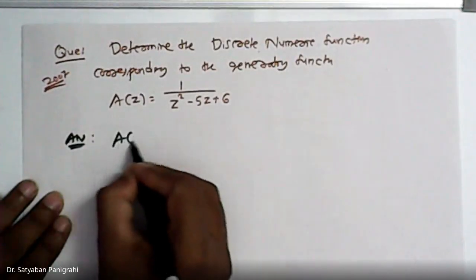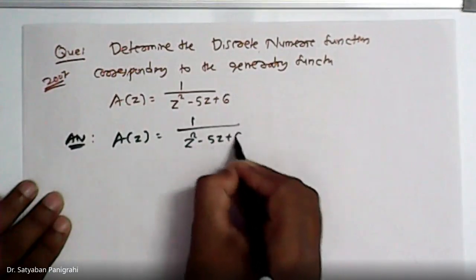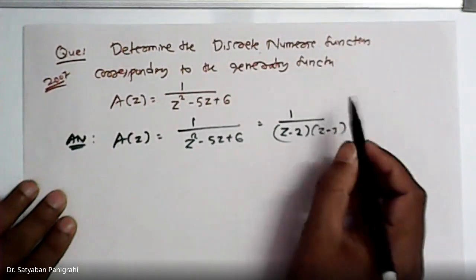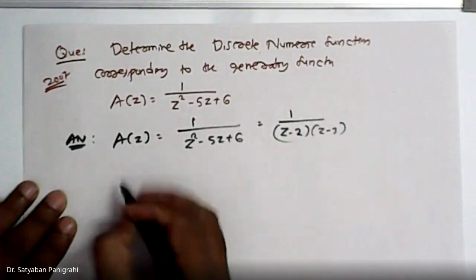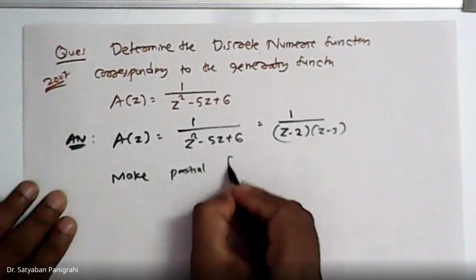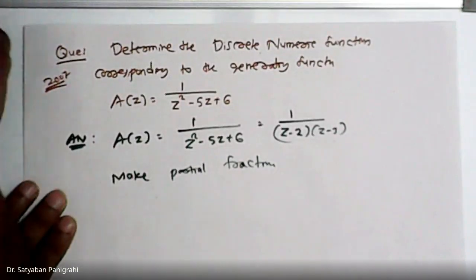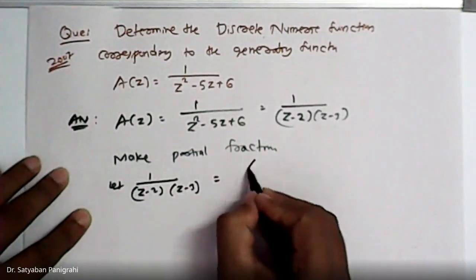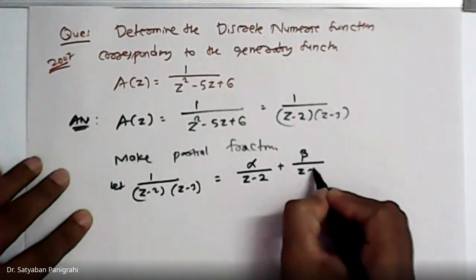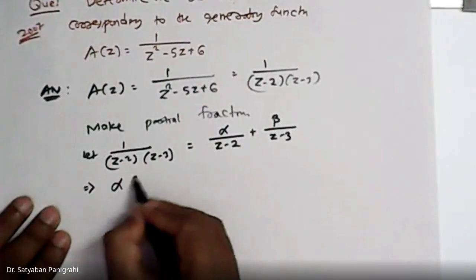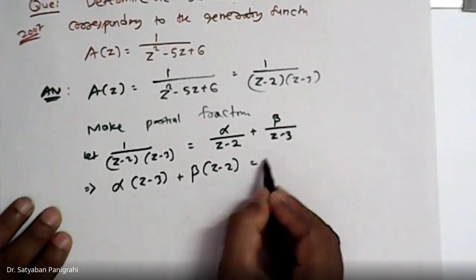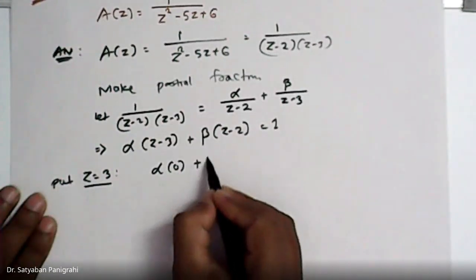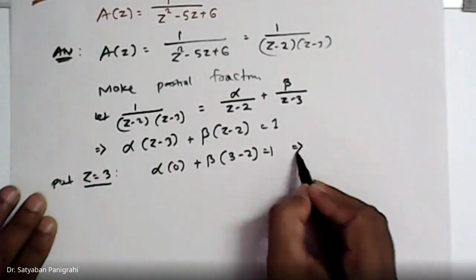Now, A(z) equal to 1 divided by z squared minus 5z plus 6. Already we have solved this. We can write it as (z minus 2) into (z minus 3), and the next work is to make partial fractions. Can we do it? I can write 1 divided by (z minus 2)(z minus 3), as A is already used, as alpha divided by z minus 2 plus beta divided by z minus 3. So I have alpha into (z minus 3) plus beta into (z minus 2) equal to 1. Now when I put z equal to 3, this gives alpha into 0 plus beta into (3 minus 2) equal to 1. So beta value is how much?